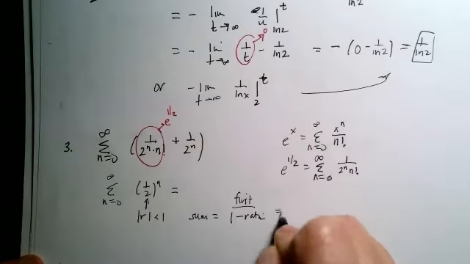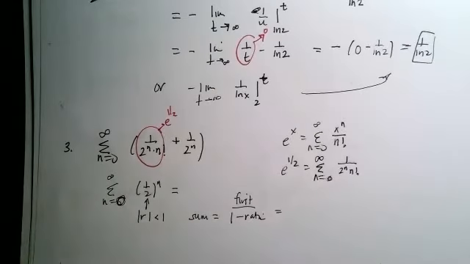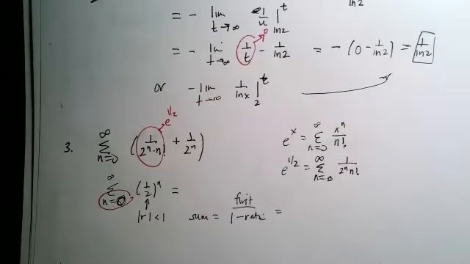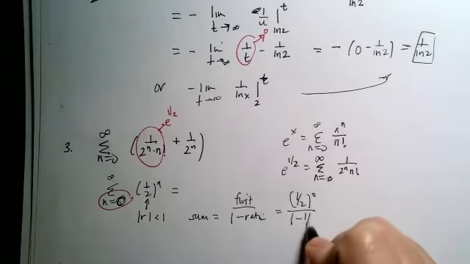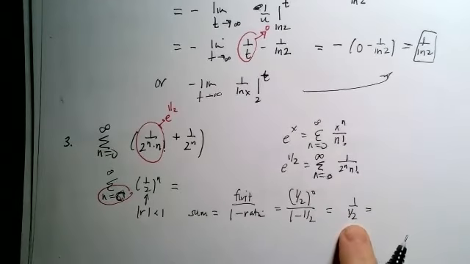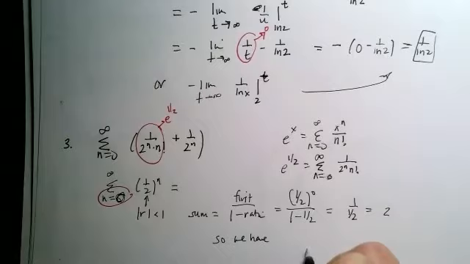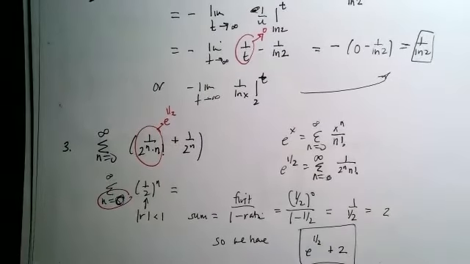First term divided by 1 minus the ratio. Minus the ratio, exactly. So our first term starts at n equals 0. That's really important. So we'll have 1/2 to the 0 on top, and the ratio is 1/2. So that's going to be 1 over 1/2, and this will become what? 2. So we have e to the 1/2 plus 2. Questions on that one?